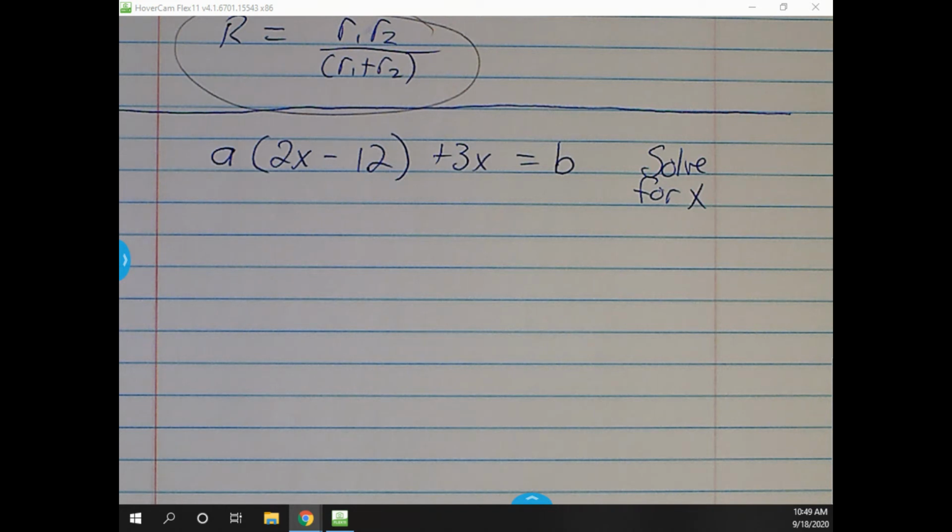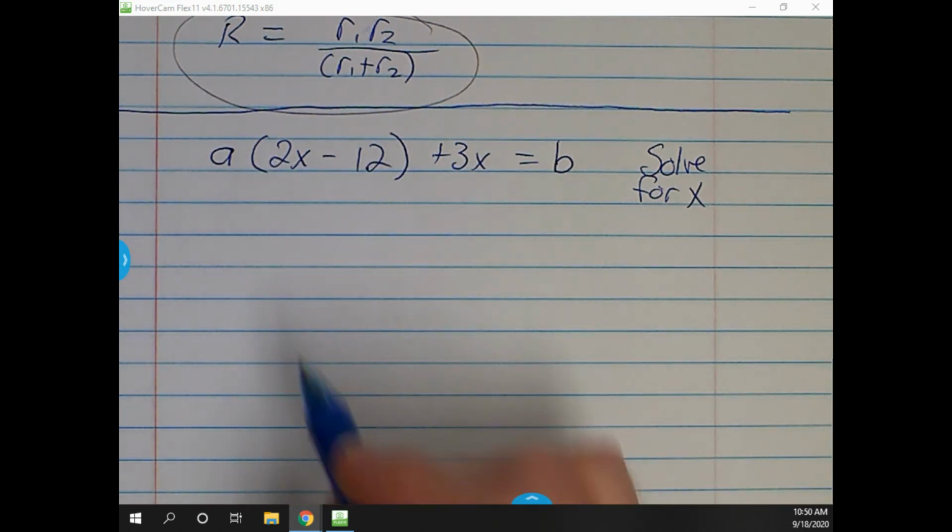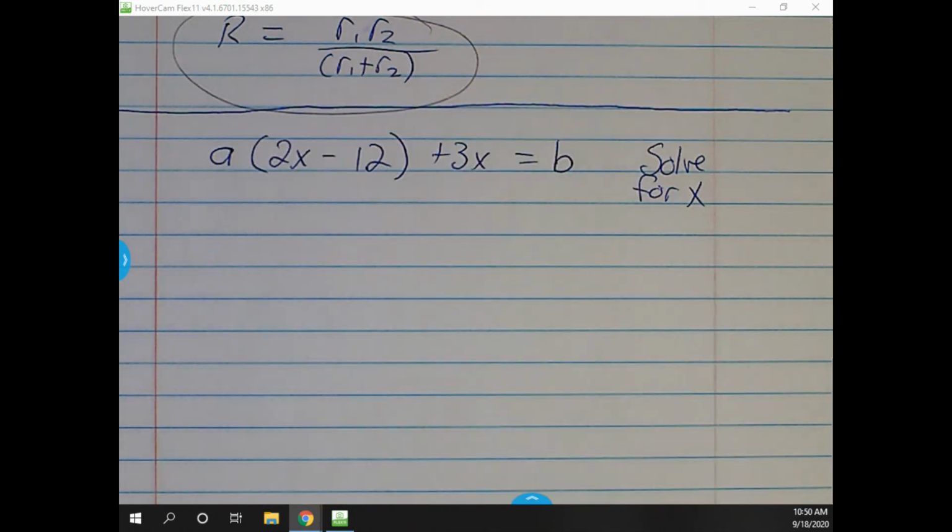So anytime you've got more than one letter that they're asking you to solve for, you have to get both of those two things on the one side by itself, and then everything else has got to be gone. So for this one, because you've got an x that's in the middle of this thing, you're going to have to do distributive property with an a to start with. So we're going to do a times 2x.